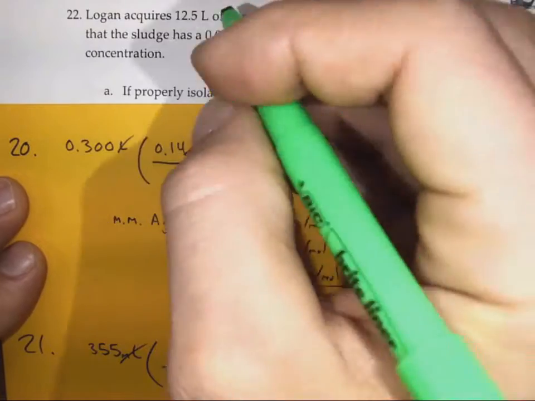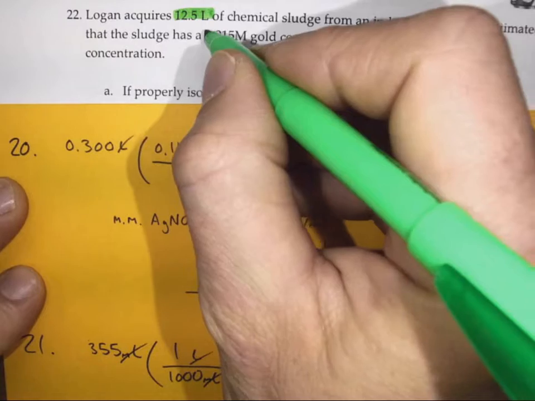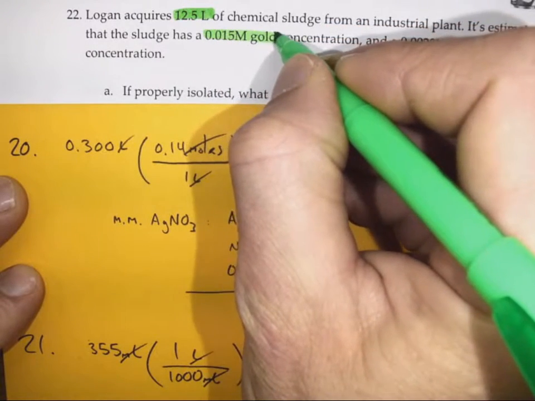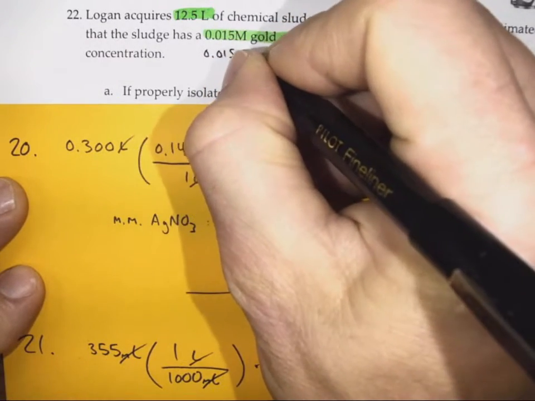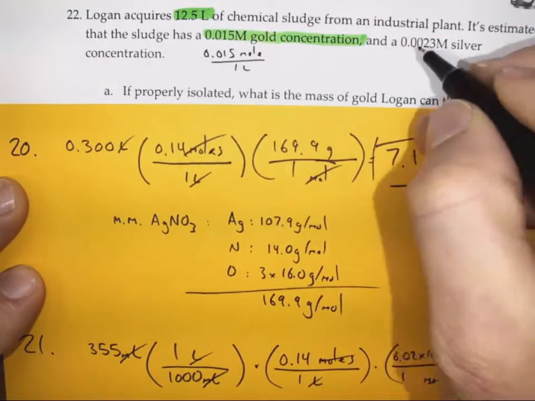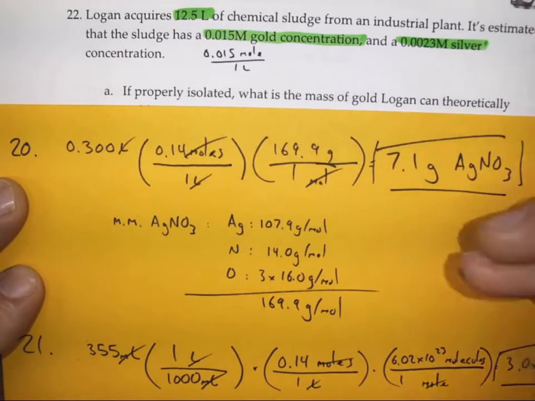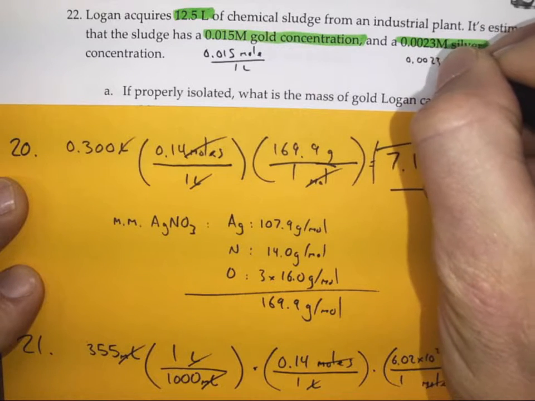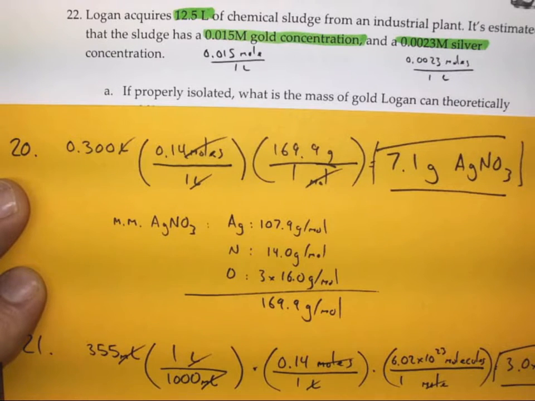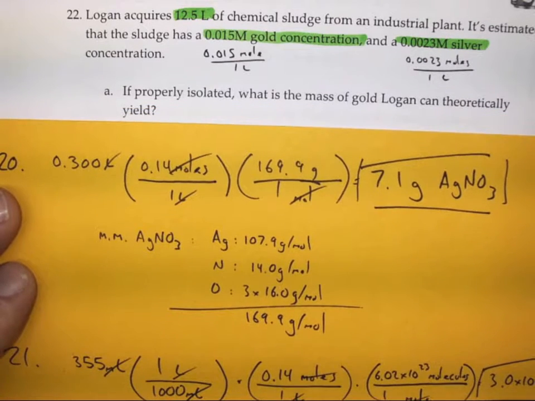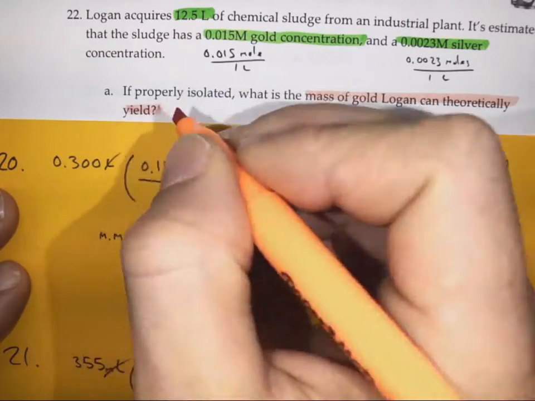Okay, so what do we got? We got Logan, he gets 12.5 liters of chemical sludge. And the sludge has a 0.15 molar gold concentration, which of course means 0.015 moles for every 1 liter, and 0.0023 molar silver concentration, which we should rewrite as 0.0023 moles for every 1 liter. The question says, if properly isolated, what is the mass of gold Logan can theoretically yield?